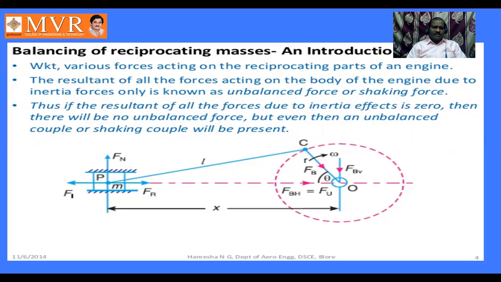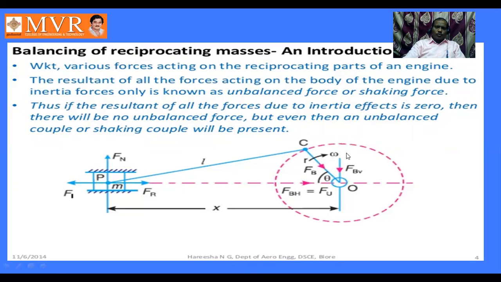Second, if the resultant is zero, then also we are going to have a shaking couple or unbalanced couple. Next, when the resultant is not zero on a system, that leads to the shaking force or an unbalanced force. If you observe this slider crank mechanism, this is the slider, this is the crank wheel, and this is going to be called a crank.